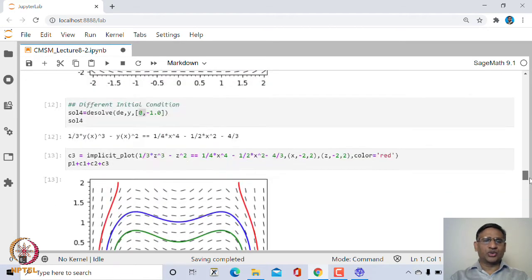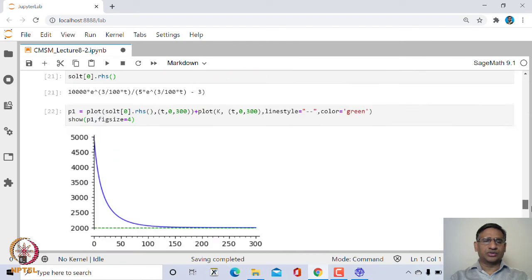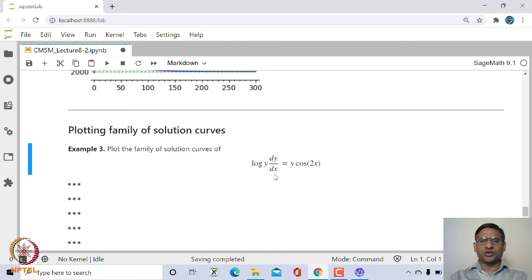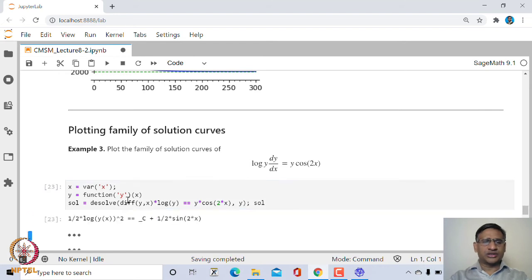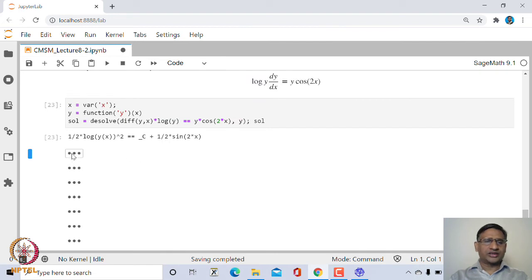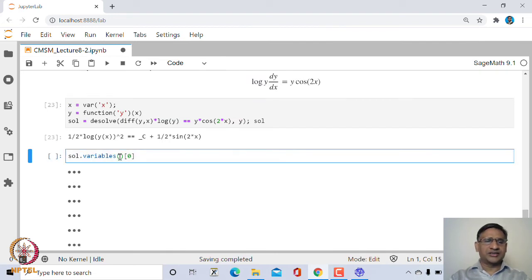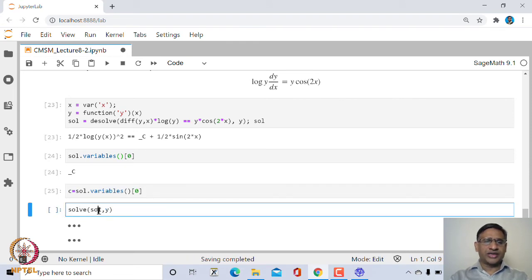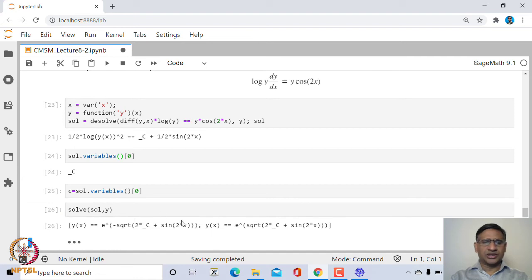So let me just quickly tell you how to do this. Suppose you have a differential equation log y into dy by dx is equal to y into cos 2x, and try to solve this differential equation. The solution is in terms of a constant, c. So that constant we can see as a variable, and then we can replace that by small c, and then you see that the solution is now okay.